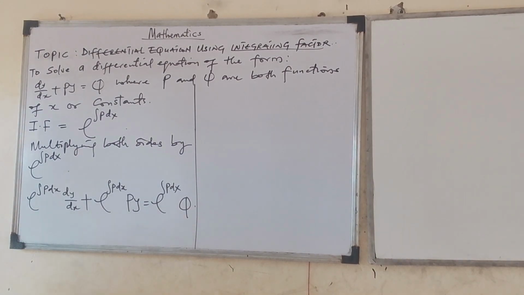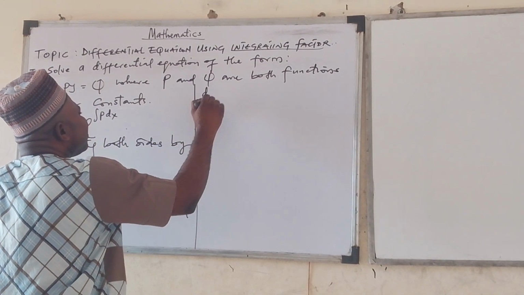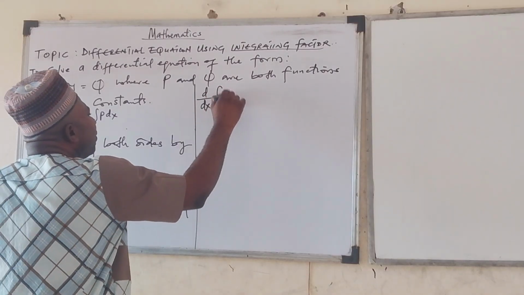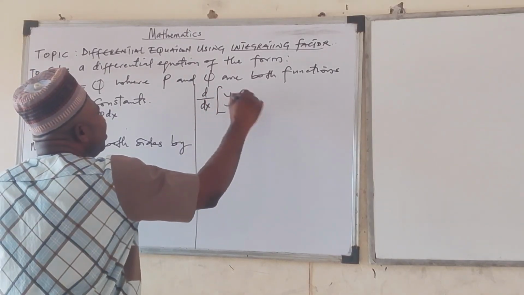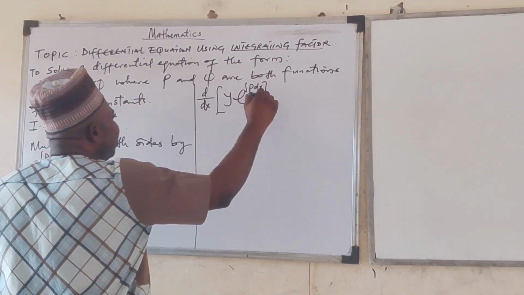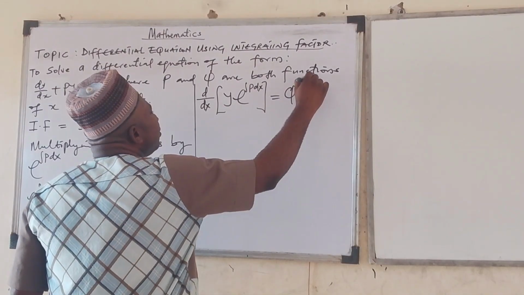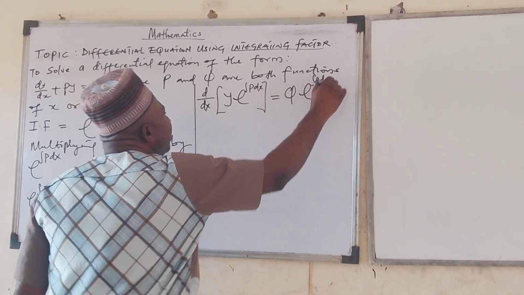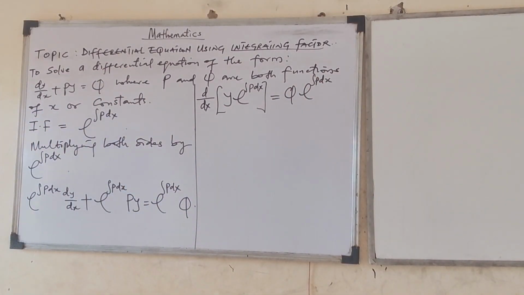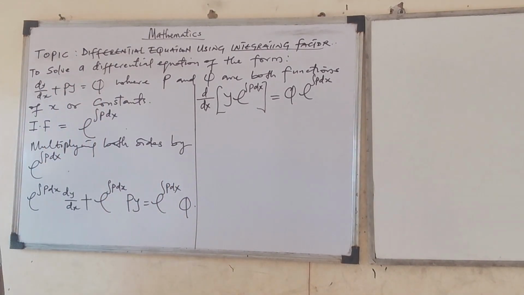Now looking at this equation, this is the same as saying d/dx of y e raised to the power of integral P dx is equal to Q e raised to the power of integral P dx, because if you differentiate this, it will give us this function.